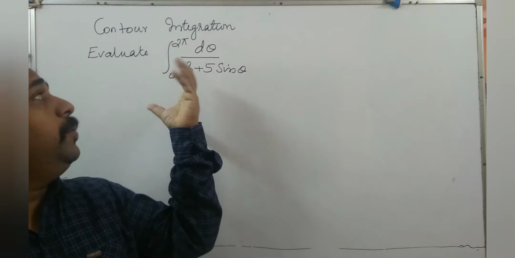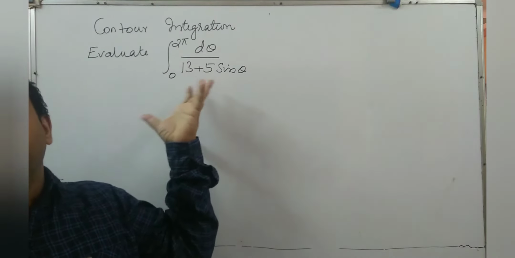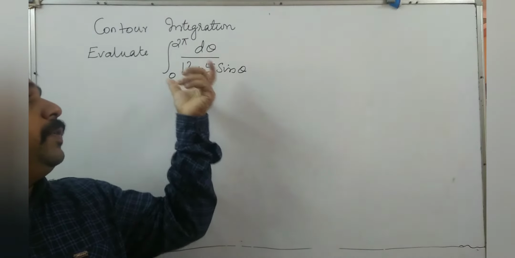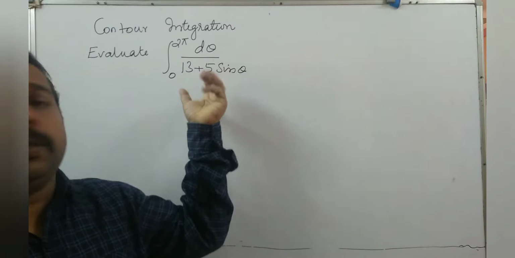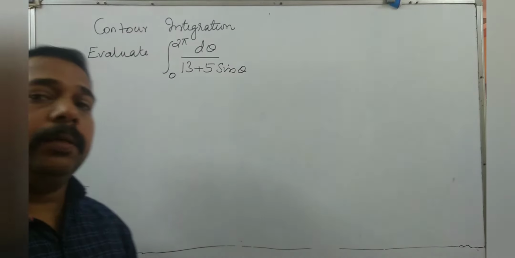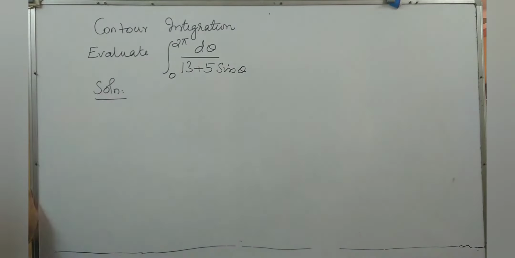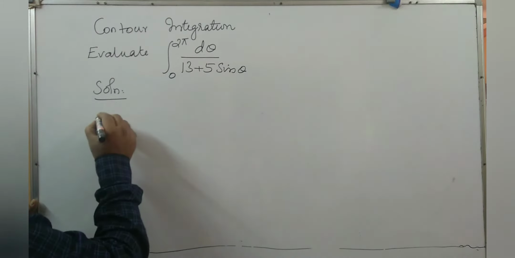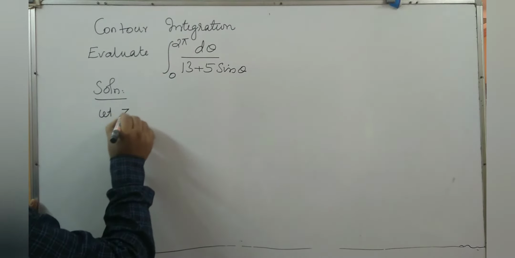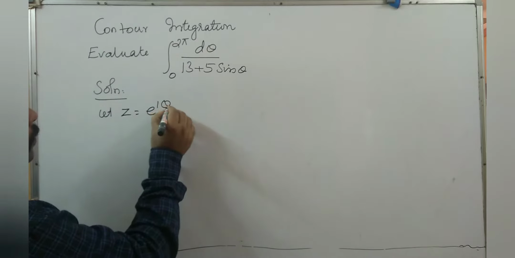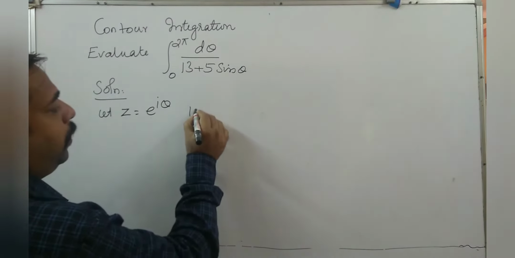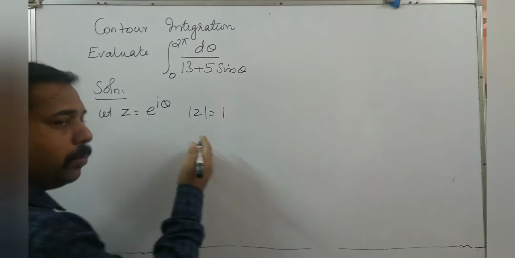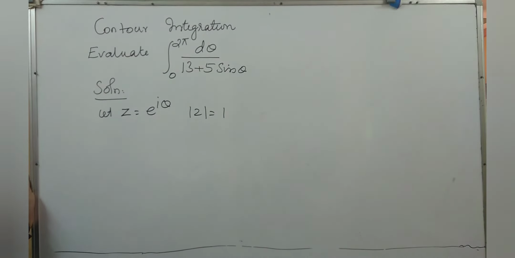So by using contour integration means first you convert this to a complex number. So trigonometric ratios you convert to complex numbers. So solution: let z equal e raised to i theta. Therefore mod z is equal to 1. So C is mod z equal to 1.